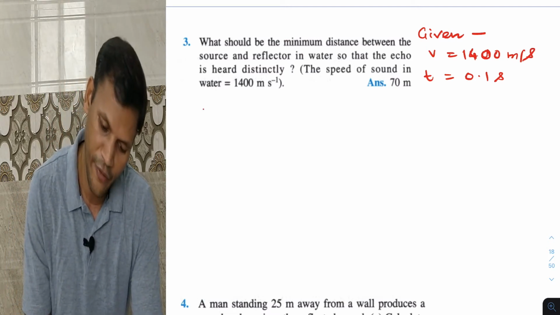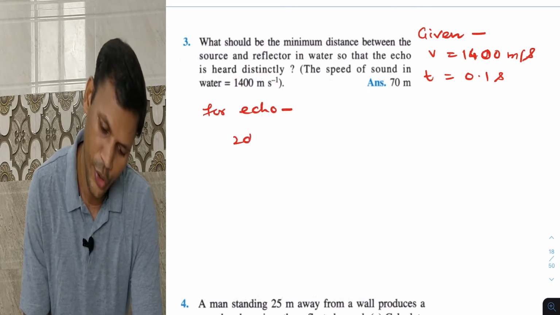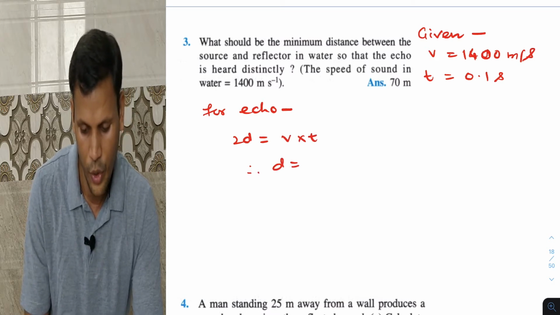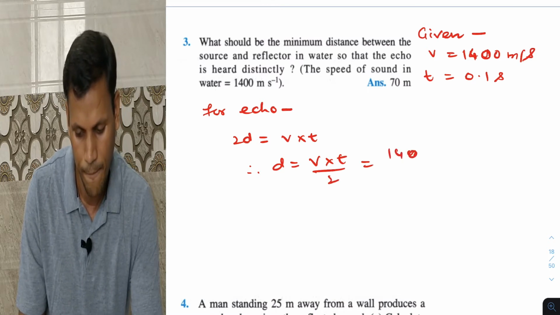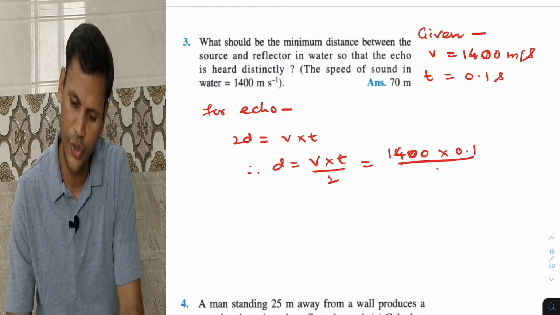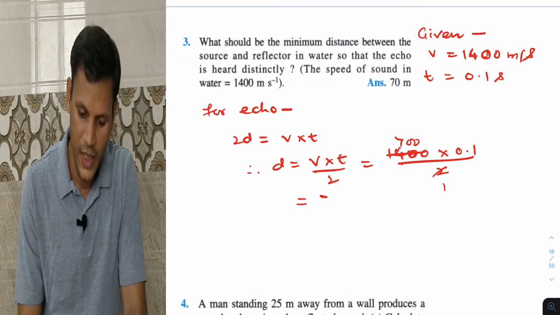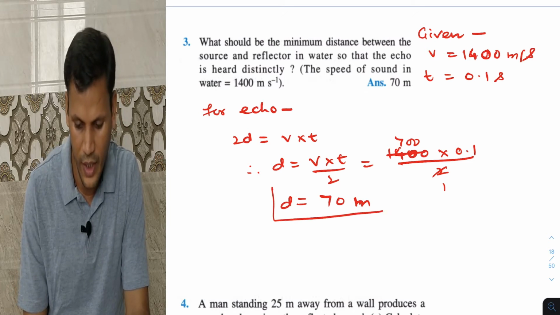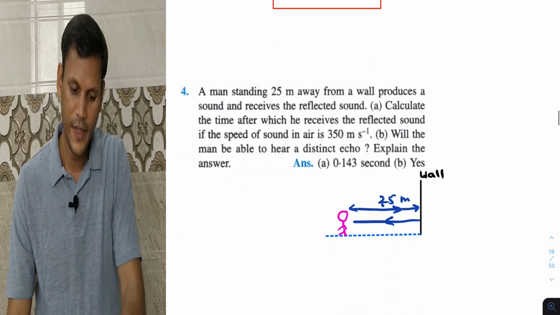Again we can write for echo, 2D equals V into T. So D will be V into T by 2. V is 1400 into time is 0.1 upon 2. That will be 700 into 0.1 will be 70 meter. So distance will be 70 meter. Okay. Next, question number 4.